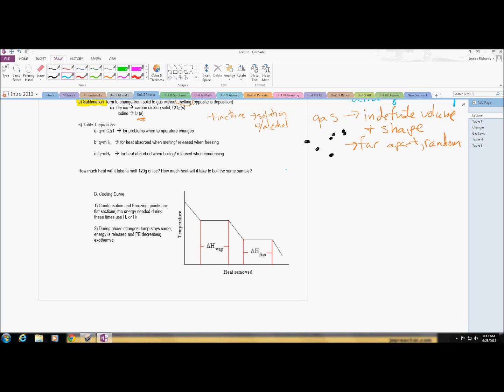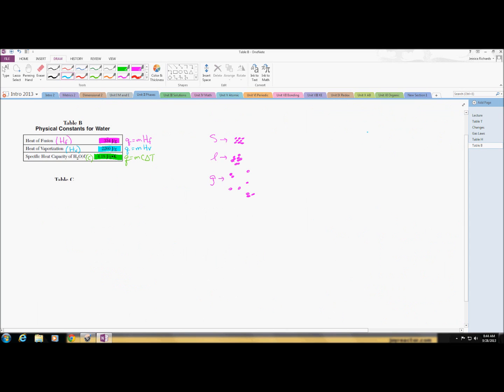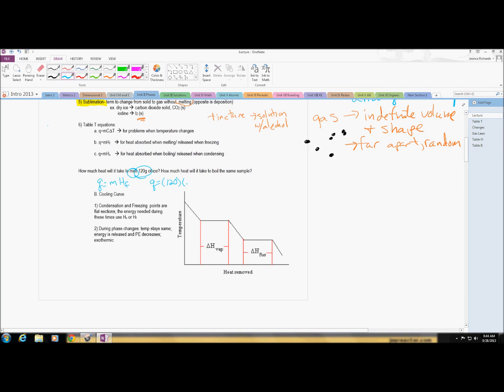So the question wants to know how much heat will it take to melt 120 grams of ice. So we have 120 grams and they're melting it. So that means we want the Q equals mH sub F equation. Heat is what they want, so that's our Q. The mass is 120 grams. And our H sub F, remember, again, is on table B, and it's 334 joules per gram.